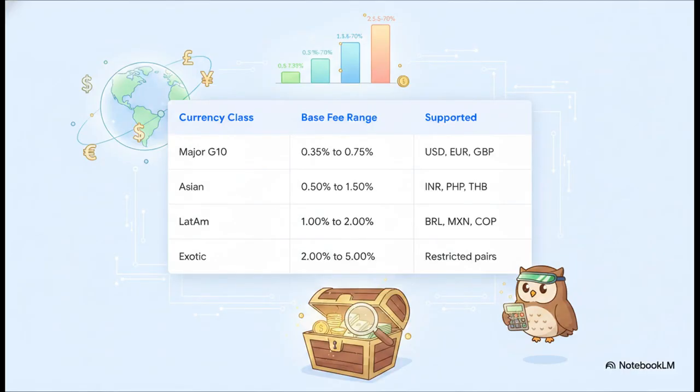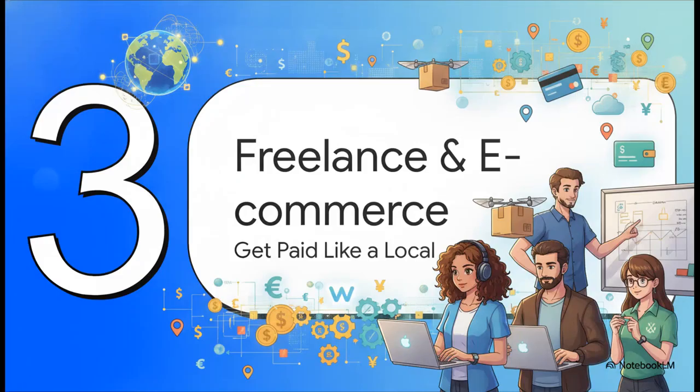So instead of hiding fees in the exchange rate, Wise just charges a small, transparent, upfront conversion fee. And this dynamic fee structure actually scales based on the complexity of the currency pair. Converting major G10 currencies like US dollars, euros, or British pounds usually costs between a tiny 0.35% and 0.75%. Moving to Latin American currencies might cost 1 to 2%, and exotic currencies can go up to 5%. The best part is you always see exactly what it costs to convert different tiers of currencies before you ever click send. Let's move to Section 3, Freelancer and e-commerce workflows, getting paid like a local.